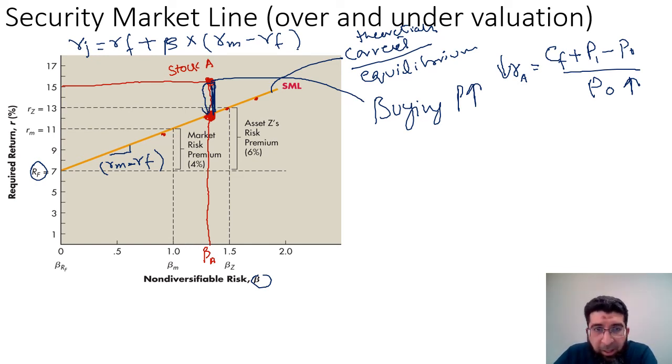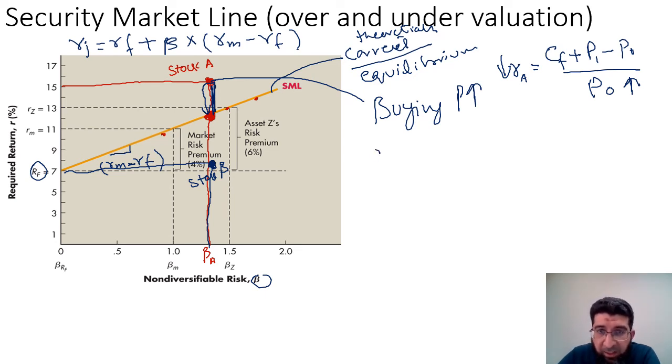Now let's take another example. There is a stock B that is under the line, you can see the blue line, and its theoretical price is correct on the line SML. Since it's below the line, what should we do? The market will know that its return is lower than the theoretical return that it should offer, that is greater than 11%. Now it's offering somewhere around 7% for the same level of risk. What should we do? We will normally sell it, because the market is not paying the right return.